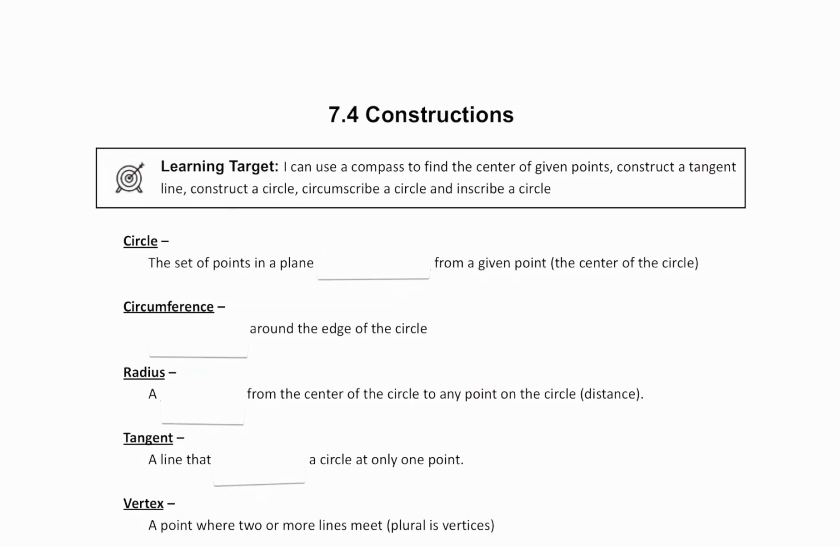Today we're going to be going over 7.4 on constructions. Our learning target: I can use a compass to find the center of given points, construct a tangent line, construct a circle, circumscribe a circle, and inscribe a circle.